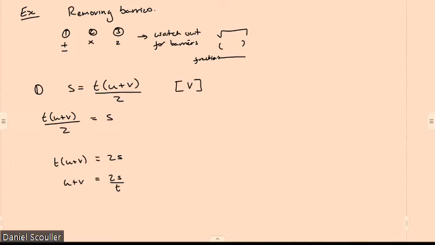Then what we're trying to leave is the V, and then it's 2s over t is one part of it, and then it's minus u. So that minus u doesn't go on top of that fraction. It's a separate aspect of it. That would be wrong. That minus U has to be separate.